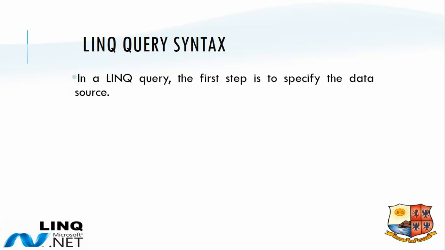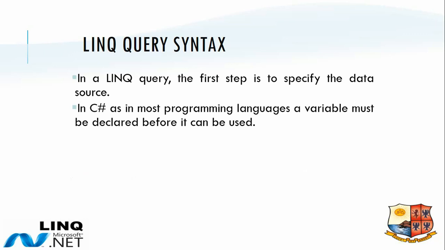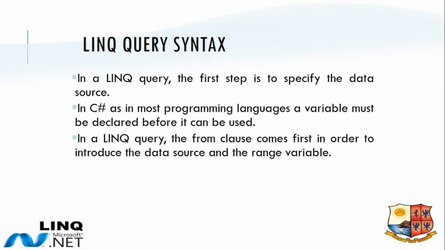The first step in LINQ is to specify the data source. In C#, as in most programming languages, a variable must be declared before it is used. So here we create something called a range variable. Please note there is something called a range variable. Those who have worked with Python, I think I gave the same example in the last class also. For example, if I write a for loop there, we write for i in range. Please note that i has not been declared anywhere before, but we are just using it there, and that i lives only inside that for loop. The moment you come out of the for loop, that i does not live.